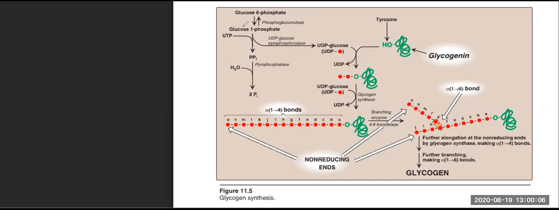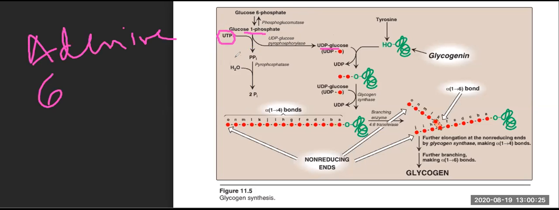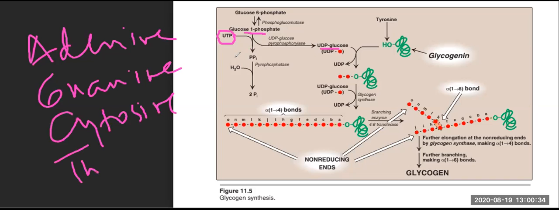And then you see at this particular level, this glucose 1-phosphate becomes UDP glucose. So what is a UDP or what is a UTP? It is the same like ADP or ATP. We have these nucleotides: adenine, guanine. These are the nitrogenous bases: adenine, guanine, cytosine, thymine, and uracil.